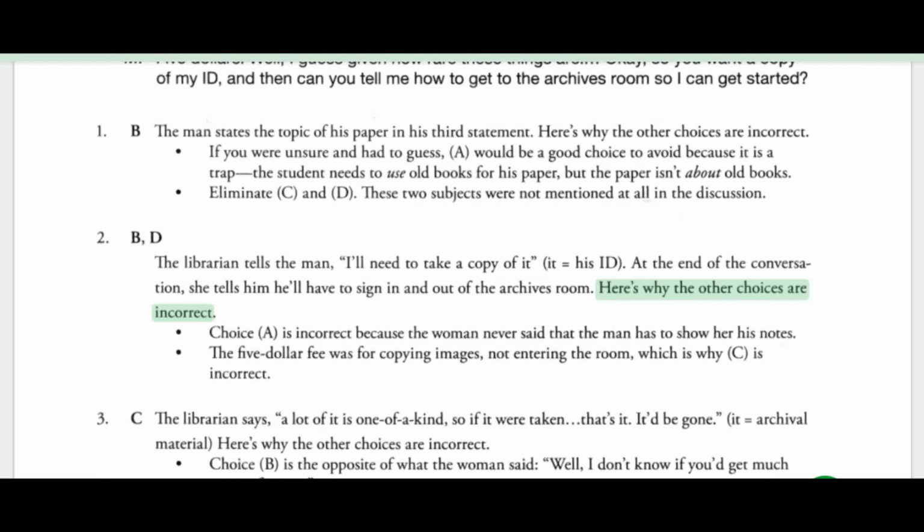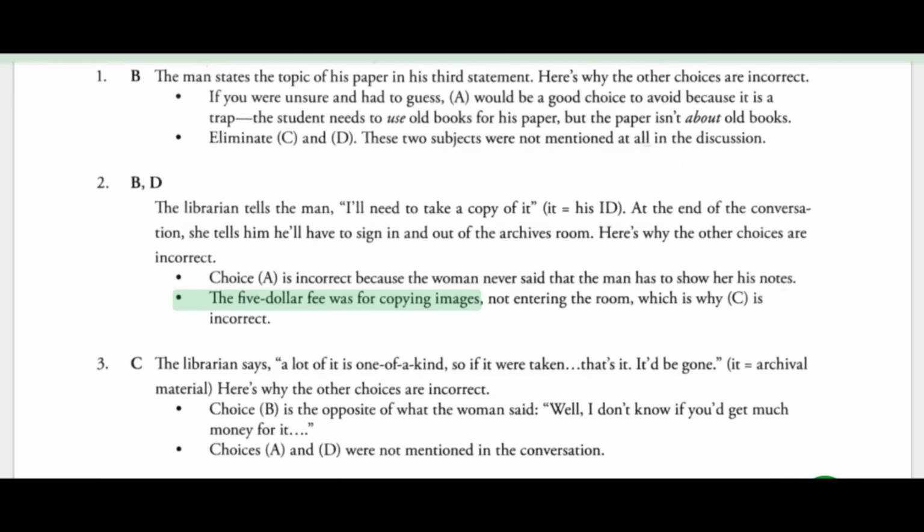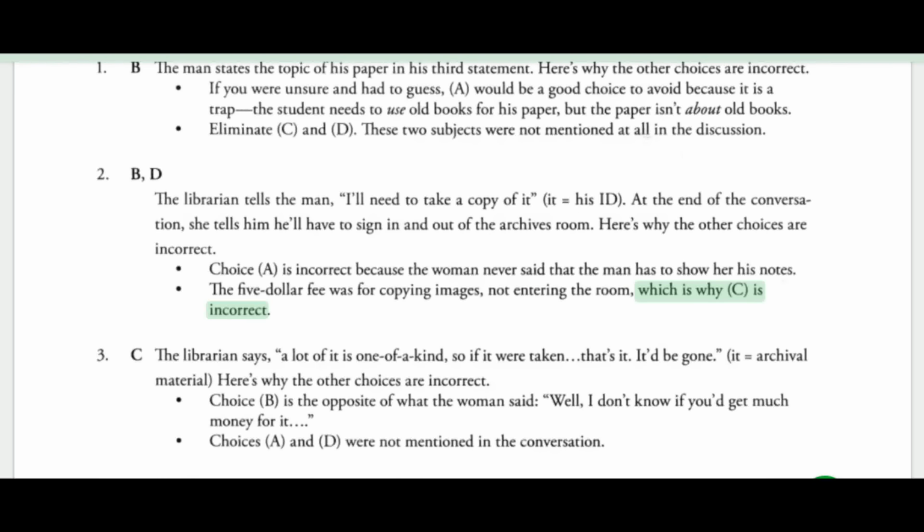Here's why the other choices are incorrect. Choice A is incorrect because the woman never said that the man has to show her his notes. The $5 fee was for copying images, not entering the room, which is why C is incorrect.